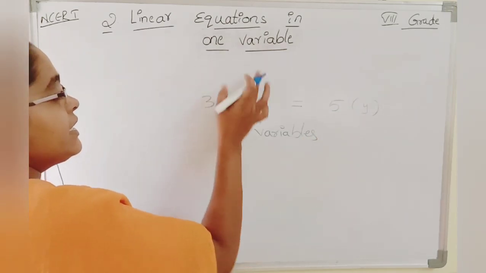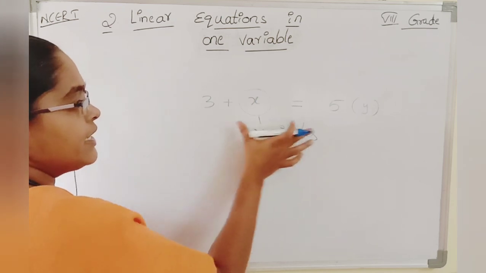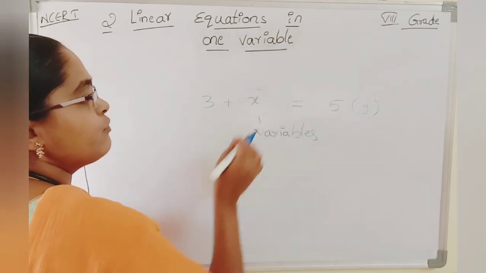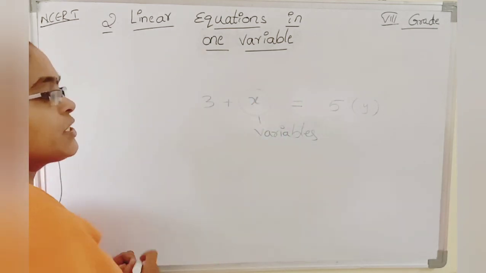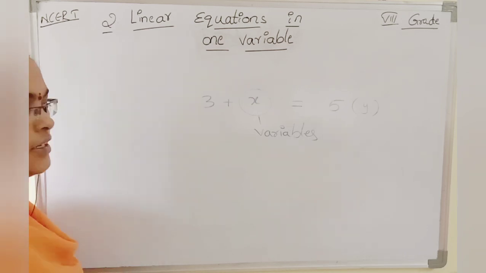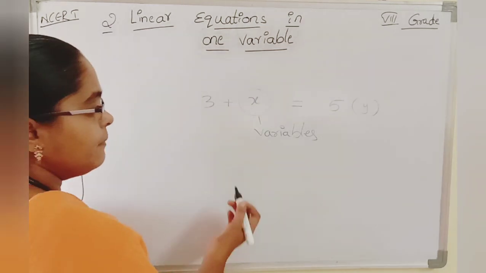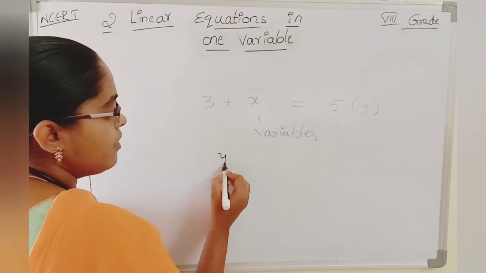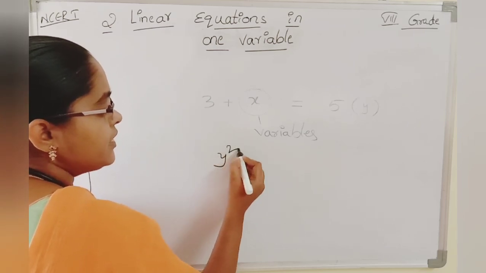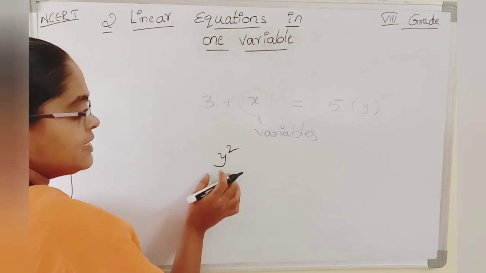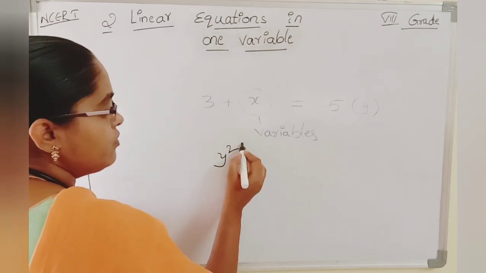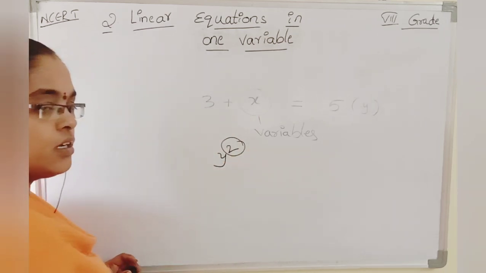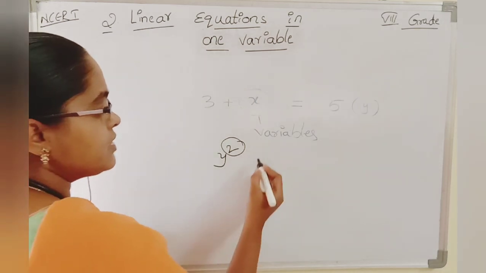Linear equations are nothing but, if the equation has degree 1, then that equation we are calling as a linear equation. What is the degree? The variable power we are calling as degree. Suppose I have variable y and here the power is 2. So this variable power, whatever is there, that we are calling as the degree of the expression. Let's see some examples.